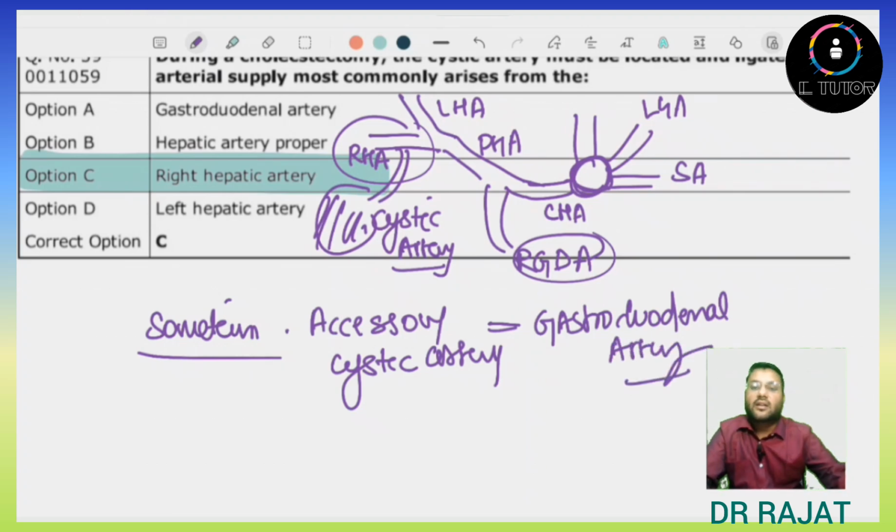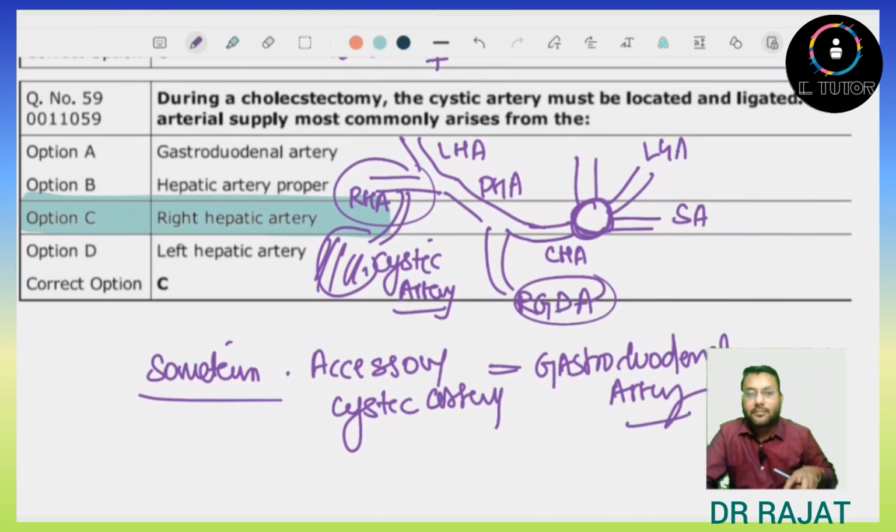But normally cystic artery is a branch of right hepatic artery. So answer will be option number C.